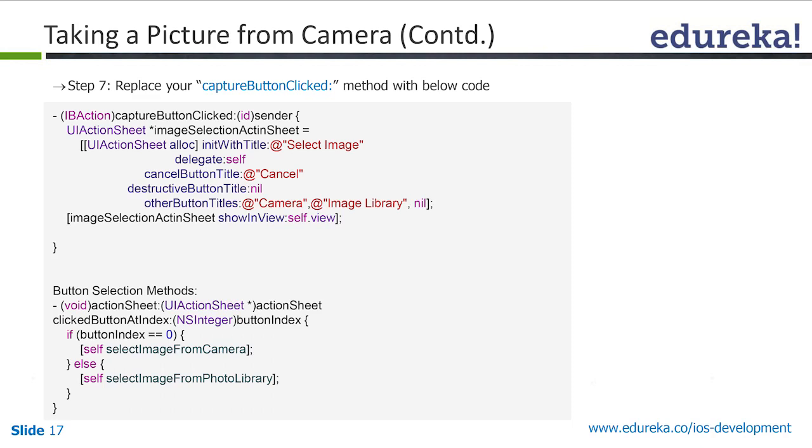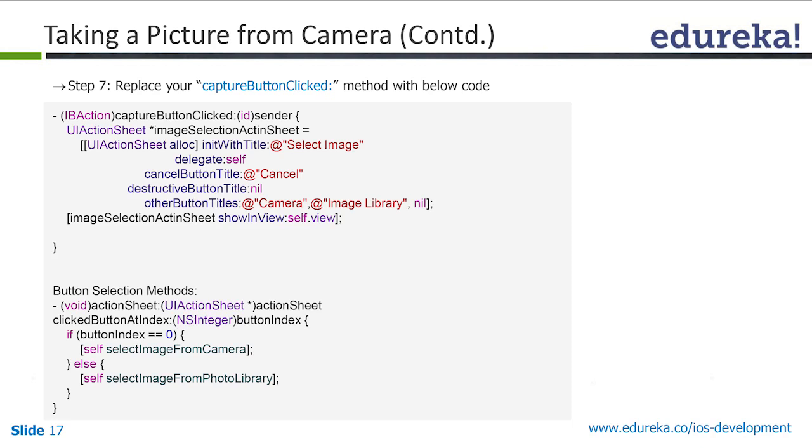I have two options to select a picture. One is to directly capture it from the camera, or the second one would be selecting any pre-saved images from your photo library or saved photo albums. So you have to ask the user which one he wants to select.